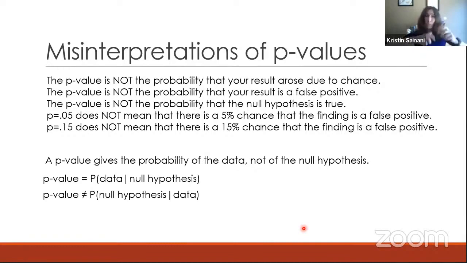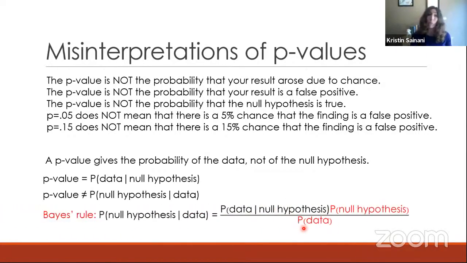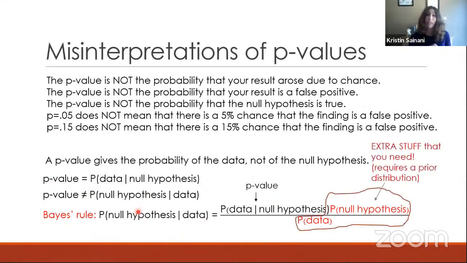Those are two different conditional probabilities. The only way to switch between them is to apply something called Bayes' rule. Bayes' rule is super cool because it allows us to flip conditional probabilities. So if I have the p-value, which is the probability of the data given the null, and I want to get to the probability of the null given the data, I have to apply Bayes' rule to make that switch. Applying Bayes' rule requires me to incorporate additional information, called a prior distribution. So you need more information that's not available in the study in order to make this switch and to talk about the probability of the null hypothesis.